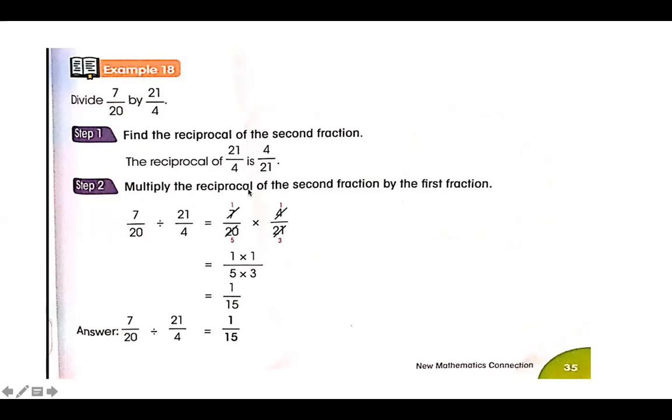over 21. Cancel out, cancel out. This will become 1 and 3, because both can be divided by 7. This one can be divided by 4. 4 divided by 4 is 1. 20 divided by 4 is 5. So 1 times 1 is 1. 5 times 3 is 15. 1/15. Okay, so the answer of 7 over 20 divided by 21 over 4 is equal to 1 over 15, or 1/15.